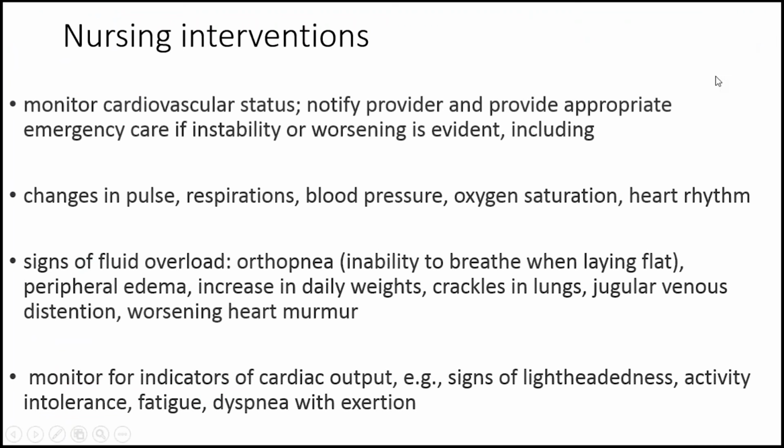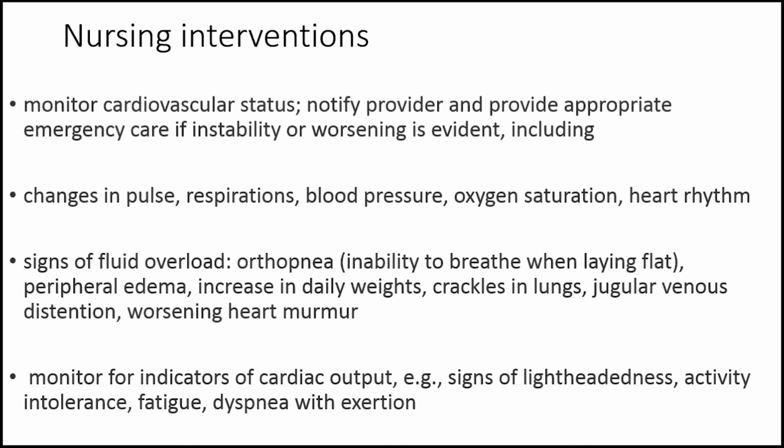Okay, so change in pulse, we talked about saturation, signs of fluid overload, increased difficulty when lying down. One of the things that tells you that they're getting worse is that they used to sleep on one pillow, now they tell you they have to sit in a recliner, or they can't sleep lying down, or they used to sleep on one pillow, now they're sleeping on 2 pillows. That shows you that it's getting worse. Also, you're looking for peripheral edema, increased weight gain, crackles in the lungs, jugular vein distension, and even a murmur that's getting worse. So you want to monitor for indications of decreased cardiac output, for example lightheadedness, activity intolerance, fatigue, and dyspnea on exertion.